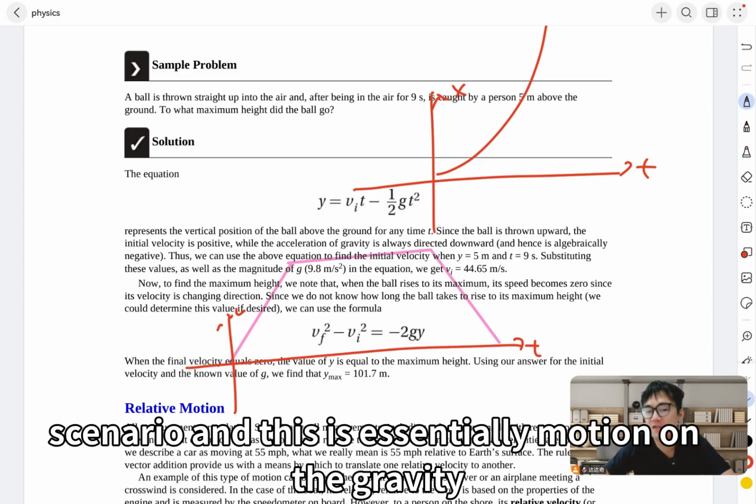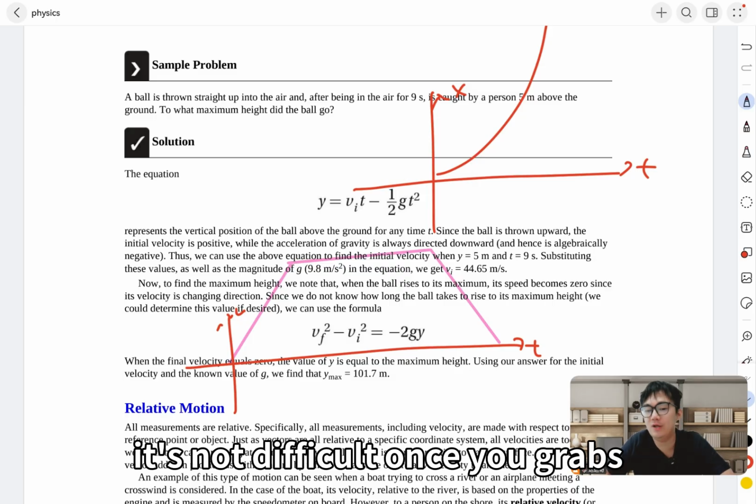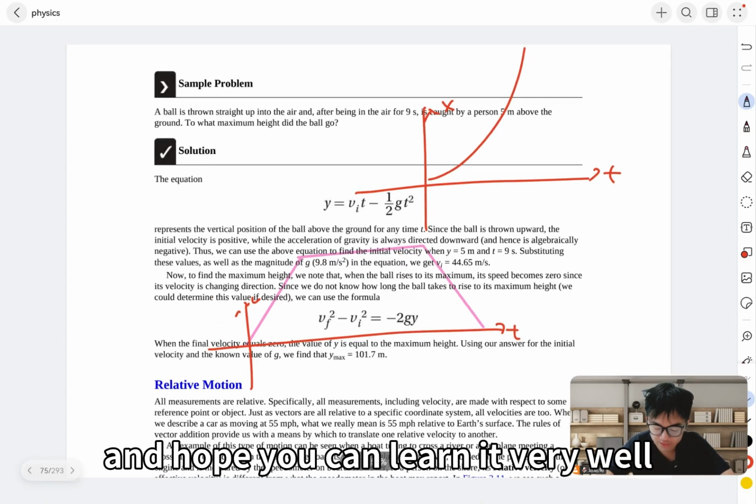And this is essentially motion under gravity, which is free fall. It's not difficult once you grasp the previous kinematics section. And I hope you can learn it very well.